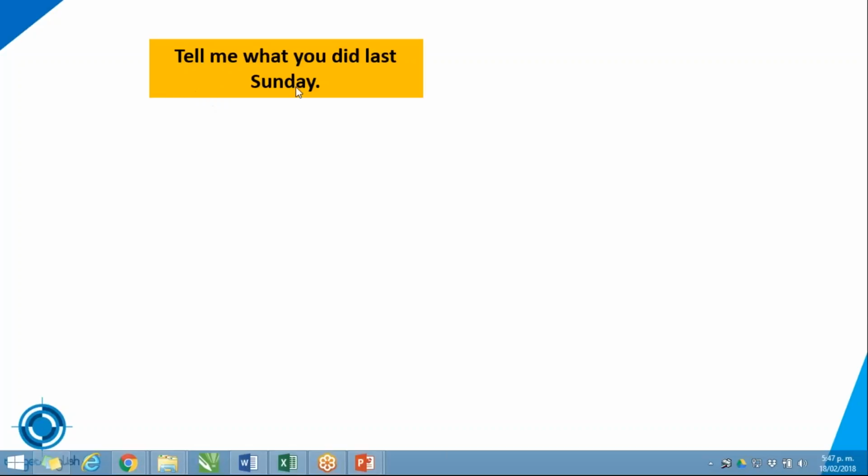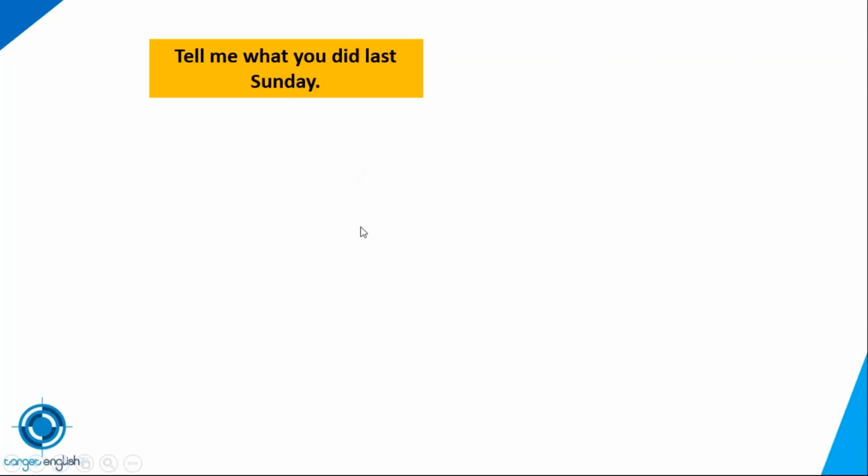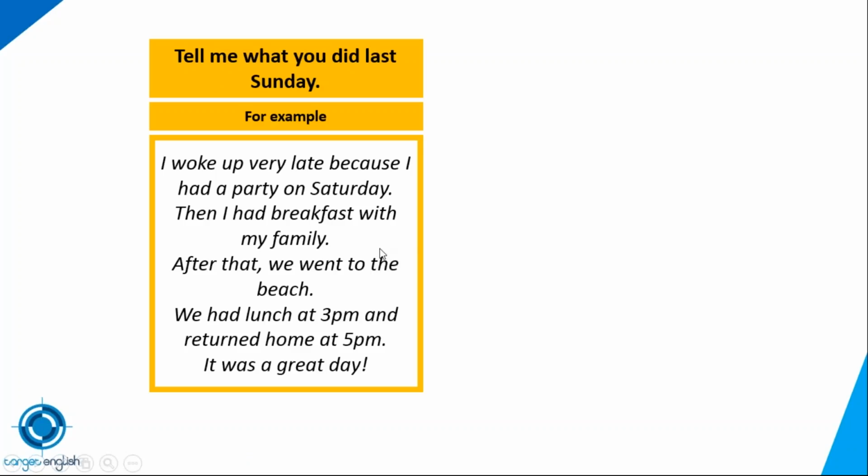Okay, then if I ask you, tell me what you did last Sunday. Okay, for example, I woke up very late because I had a party on Saturday. Then I had breakfast with my family. After that, we went to the beach. We had lunch at 3 p.m. and returned home at 5. It was a great day. So, what tense is this? This is simple past because I am talking about something that occurred or happened last Sunday. El domingo pasado. So, this is the past and this is finished.